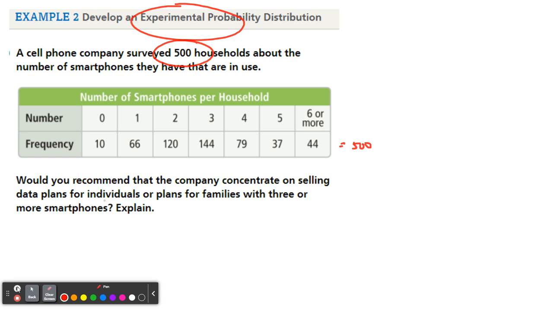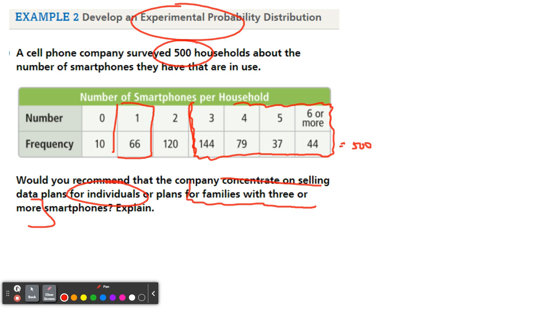Okay? So it says, would you recommend that the company concentrate on selling data plans for individuals or plans for families with 3 or more smartphones? So individuals would be, of course, the 1, right? Would be this. And then families of 3 or more would be here, right? This chunk. So what we're going to look at here is one probability compared to 3 together, okay?